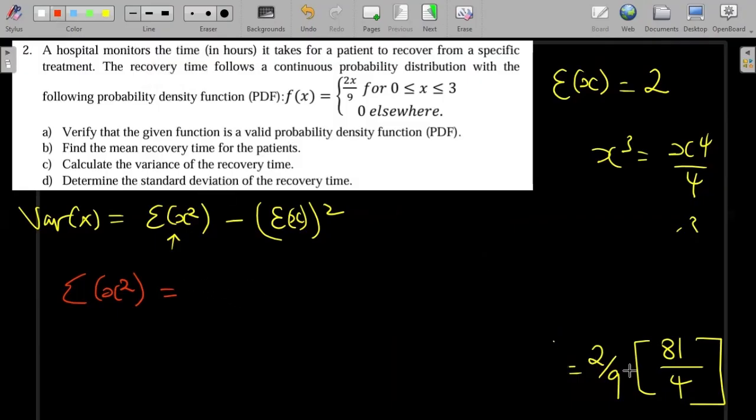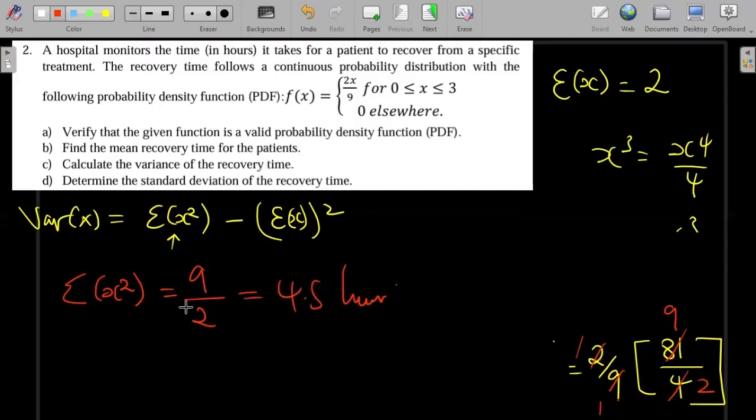Here we can do some cancellation. 9 into 9 is 1, 9 into 81 is 9 times. And then 2 into 2 is 1, 2 into 4 is 2. So we're just left with 9 over 2 here. But if you want, you can just say 2 multiplied by 81, and then divide by 9 multiplied by 4. It still gives you the same answer. So this is just 9 over 2, which is 4.5.